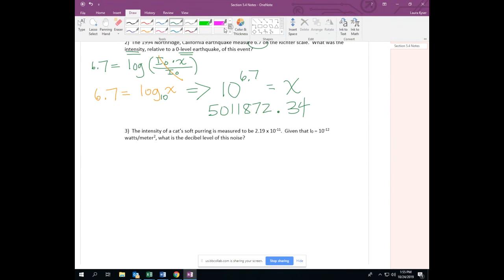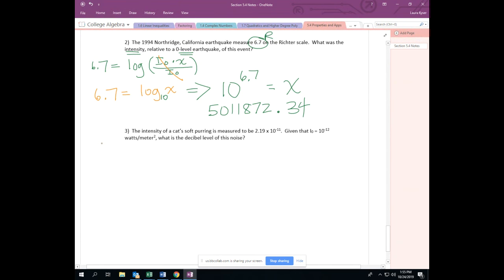All right, last one here deals with the decibel scale. And the decibel scale is similar to this one. It has a 10 in front, but it's the decibels equal 10 times the log, and then it's intensity over the initial intensity. This time they give you the intensity and they give you I sub 0. So this is going to be a little bit nicer for us because it's straightforward plugging in. We're looking for the decibels, so this time D is the variable.